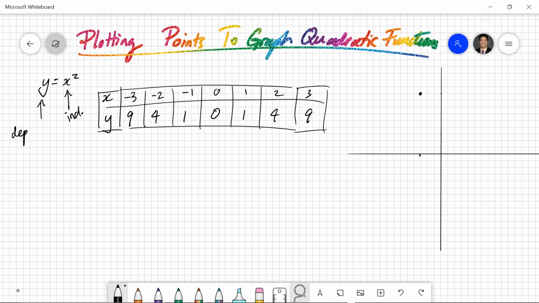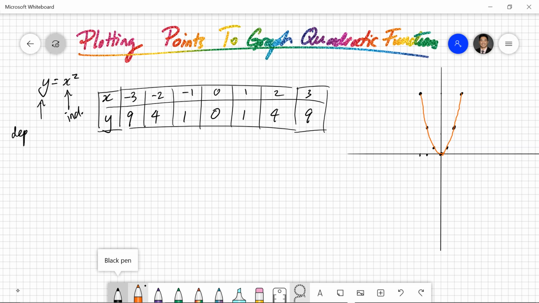Then when x is -2, which is over here, we're looking at 4. And then when x is -1, we're looking at 1. Then it hits 0 and 0, and then it goes back the other direction symmetrically. And so what we can do here is we basically join the dots and we have our parabola going upright. Okay, so that's what y is equal to x squared looks like graphically.